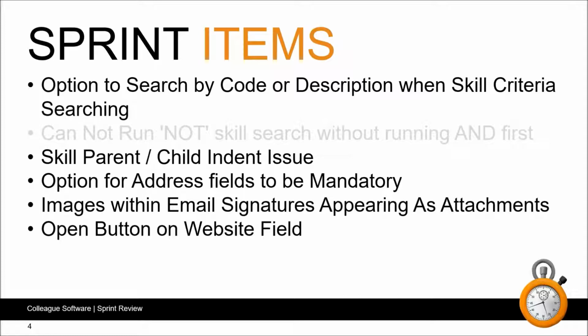Again, sticking with the skills area, there was an indent issue that would result in skills appearing as if they were part of a different skill parent. This has also now been resolved. We've added the address fields to the list of fields which can be assigned as mandatory. We've resolved a bug to ensure that images within email signatures stay within the email body and do not appear as attachments when they're sent. And as a minor point, we've added a button that sits alongside the website field on the company record, which when pressed will open up a new tab taking you to that website.